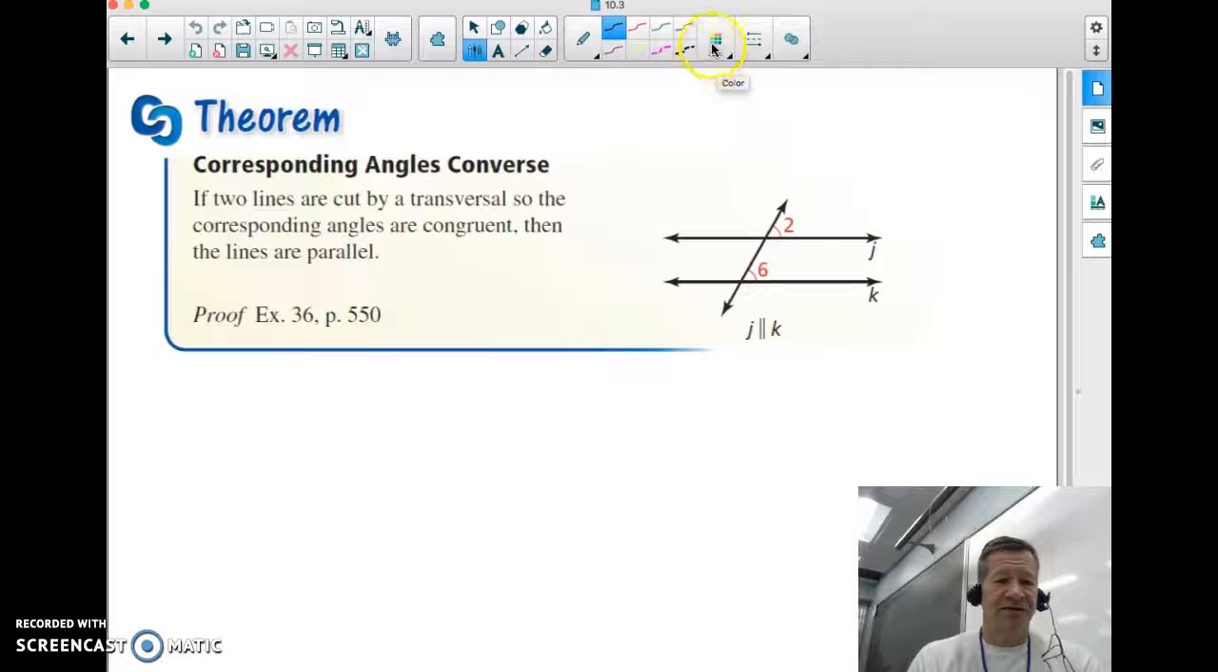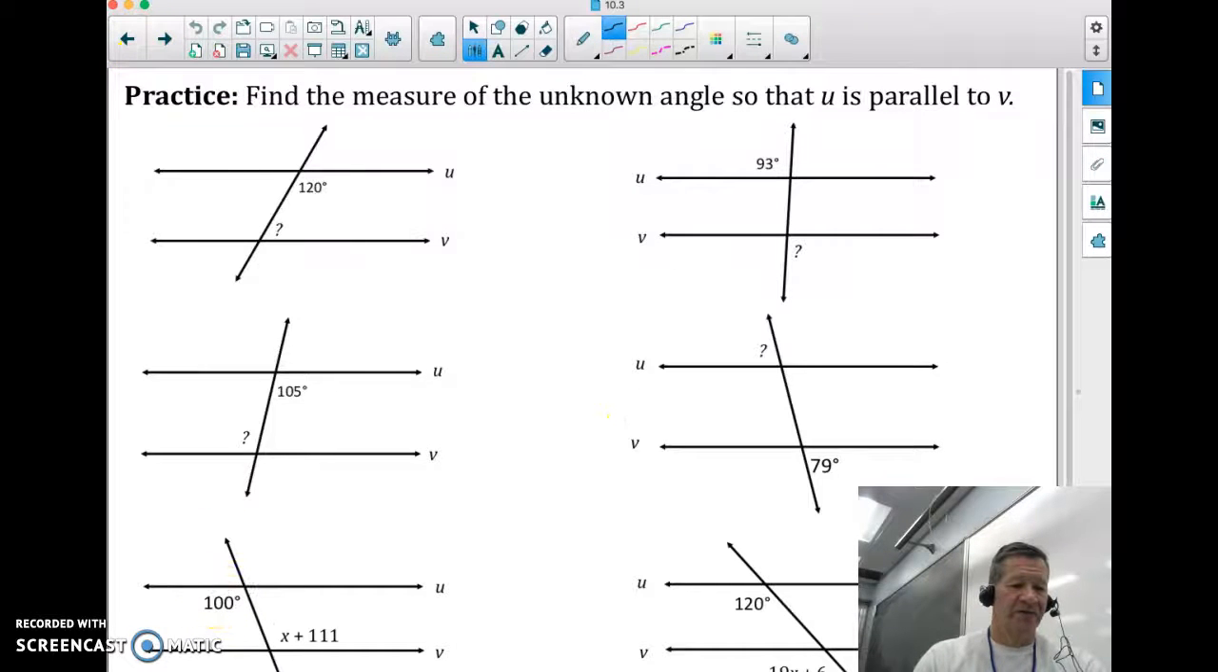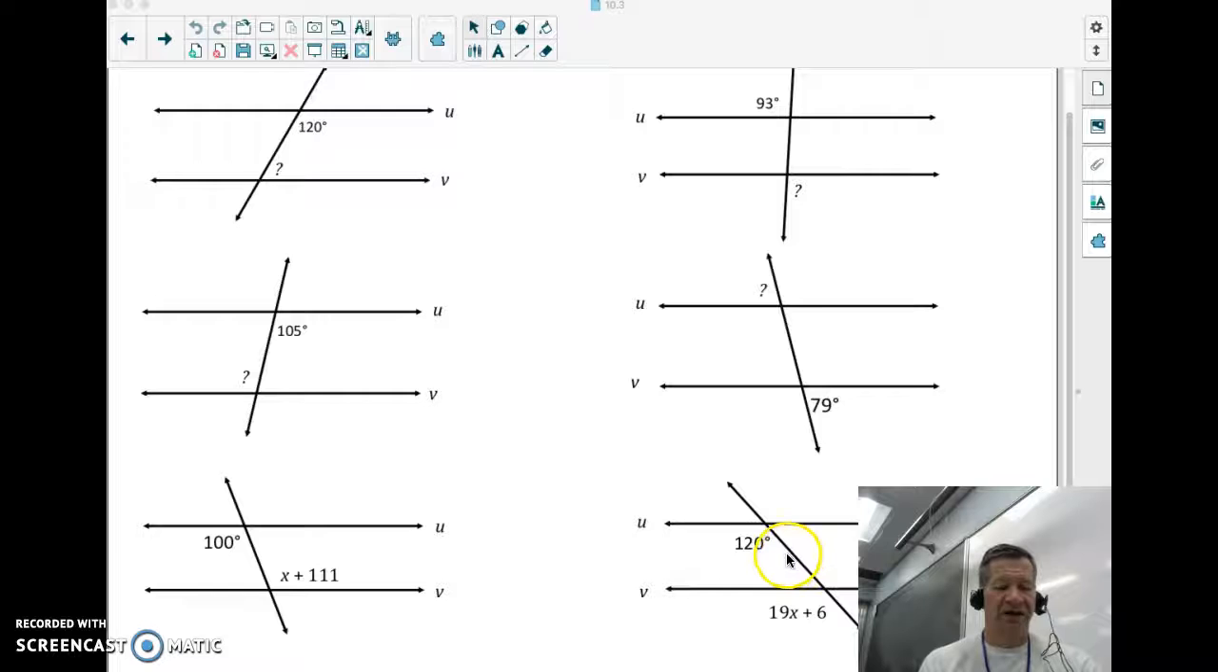Basically, the corresponding angles theorem said that if these lines are parallel, we know that the corresponding angles are going to be congruent. The corresponding angles converse says the reverse is also true: if I know that these corresponding angles are congruent, then I can prove that these lines are parallel. So using that converse of the corresponding angles theorem, we can do problems such as this, where we are going to prove that the lines are parallel.